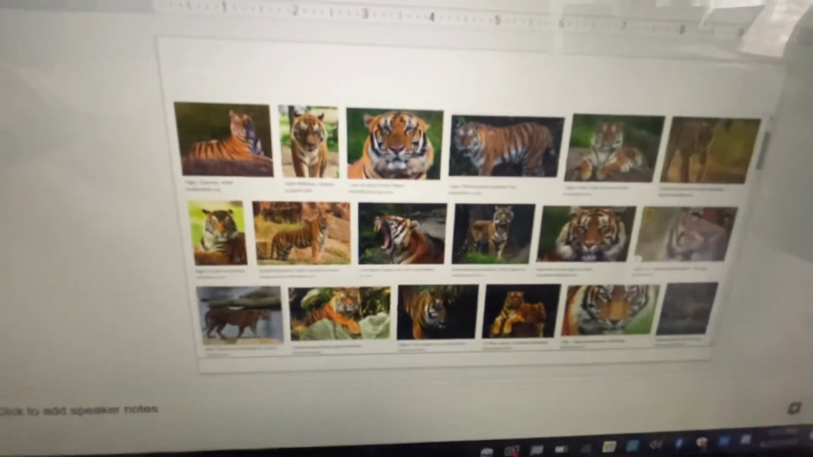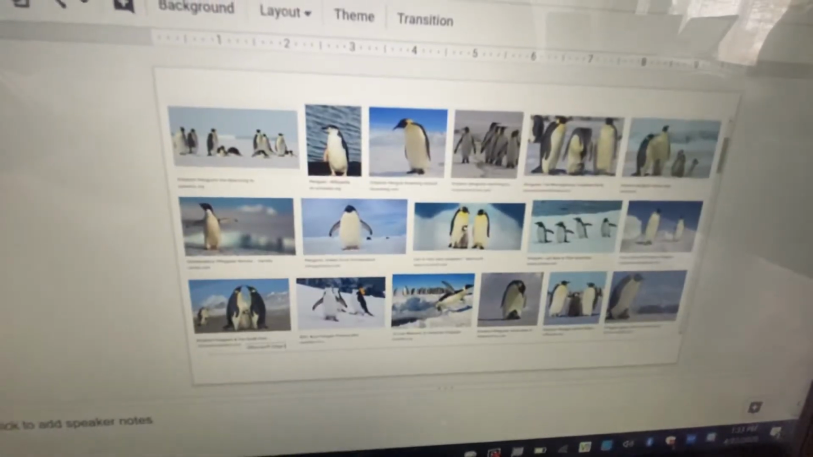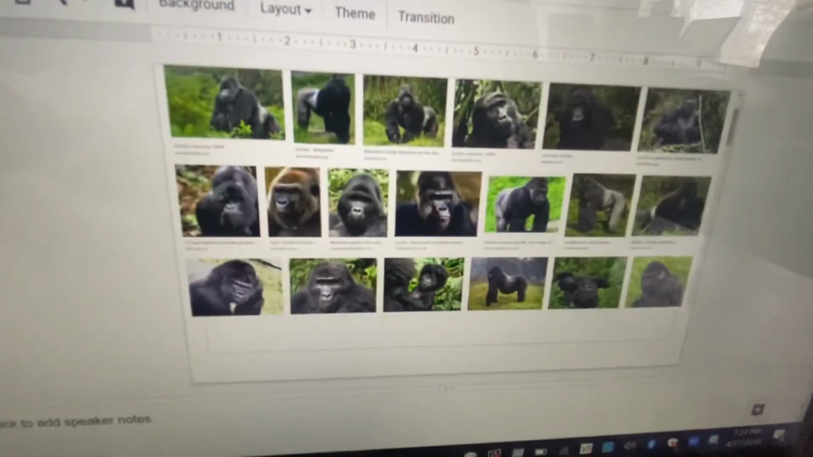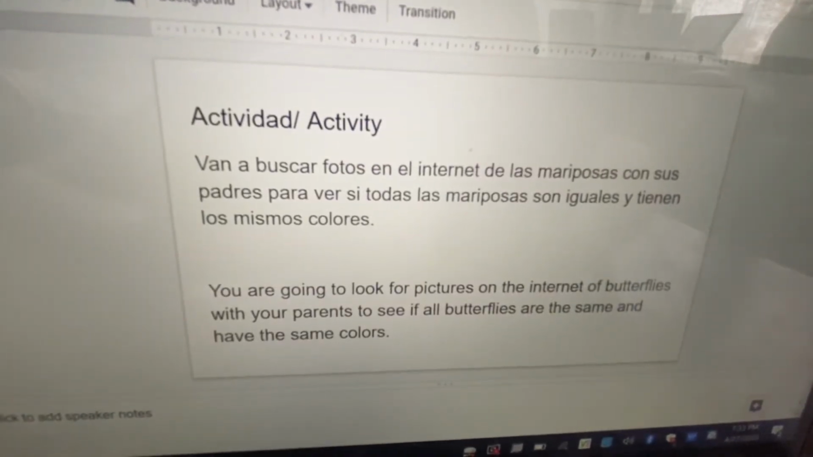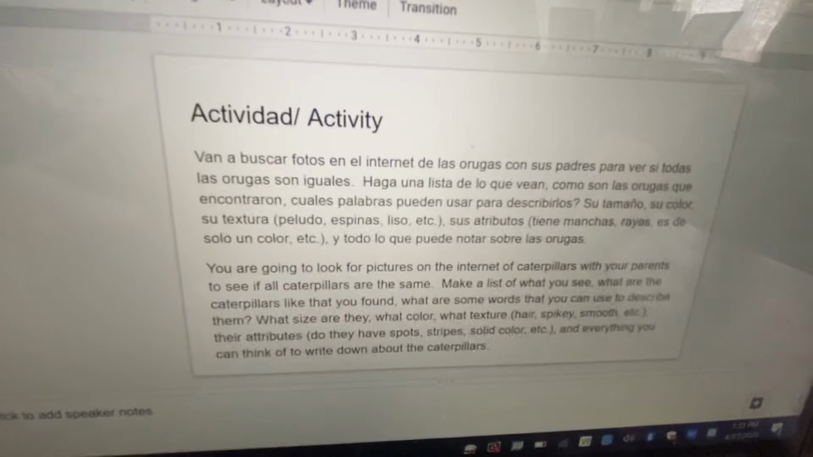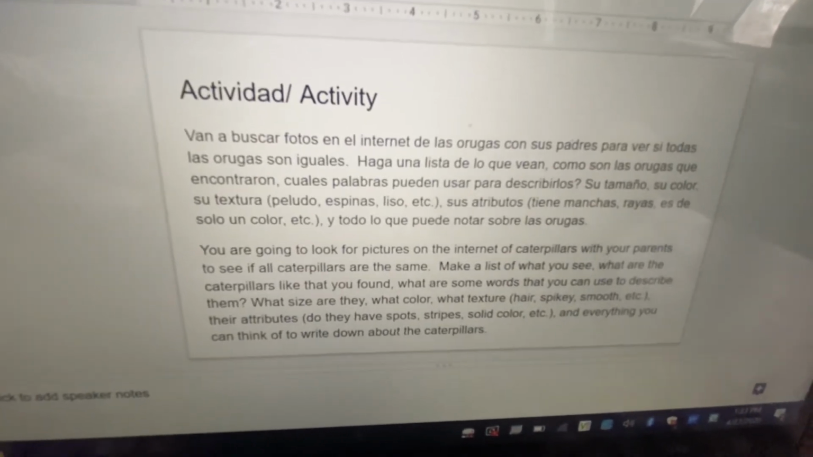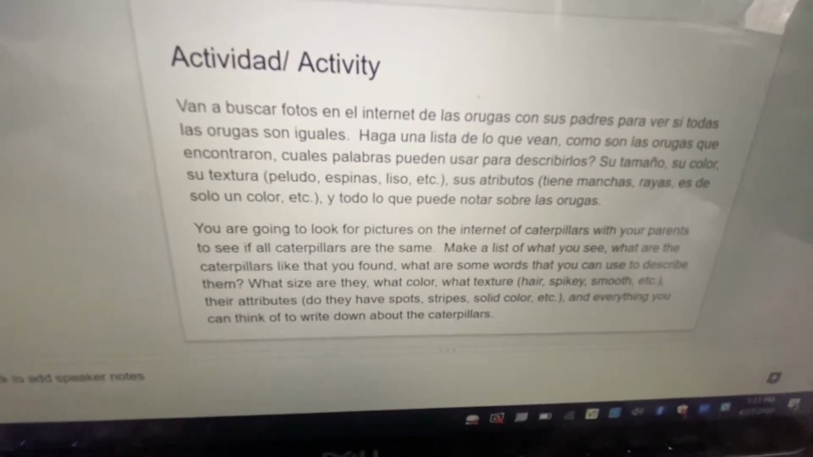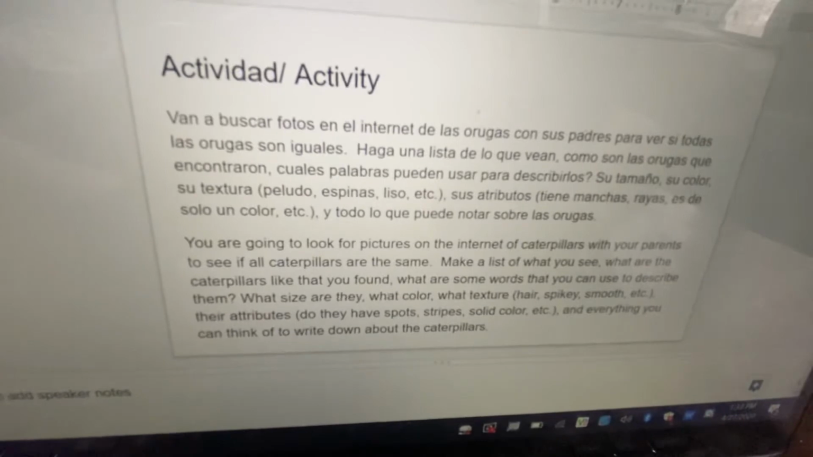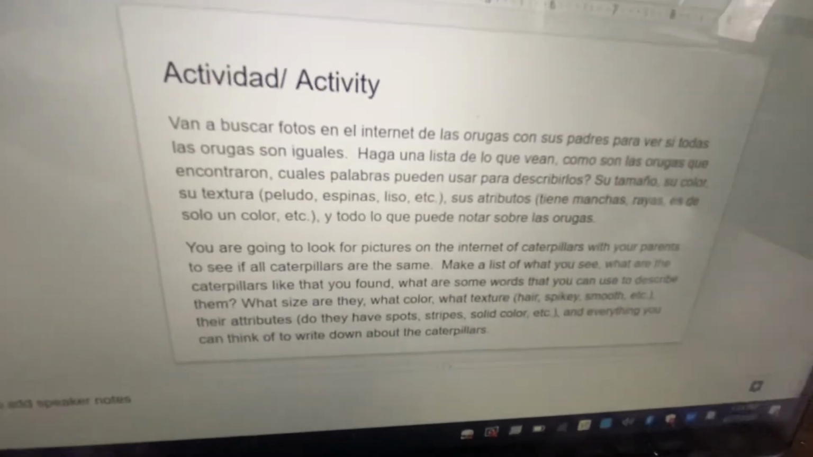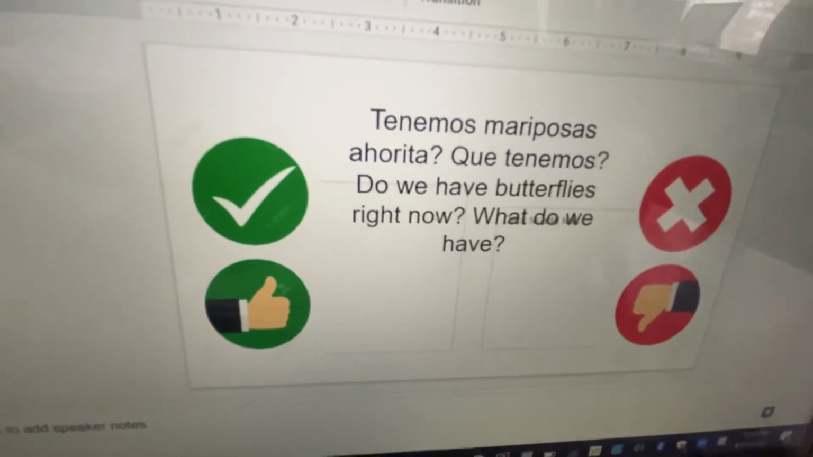So we're going to go through. Do you remember when we talked about animals being the same and different? These guys are the same. They all kind of look the same. These are all the animals that were the same. So your activity was you're going to look for pictures of butterflies and caterpillars, and you're going to see if they are the same. If all caterpillars and all the butterflies were the same. And then we also talked about what size the caterpillars were. So do you remember that? Do you remember if all butterflies were the same and all caterpillars were the same?